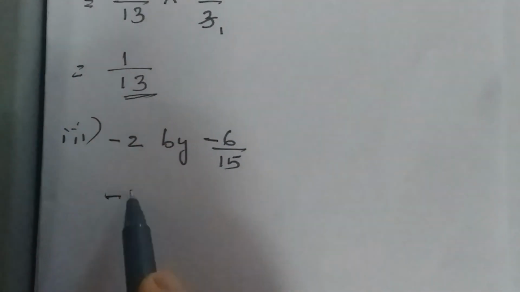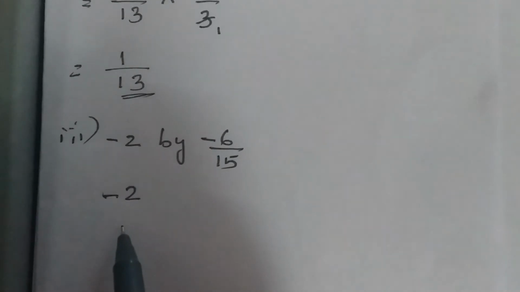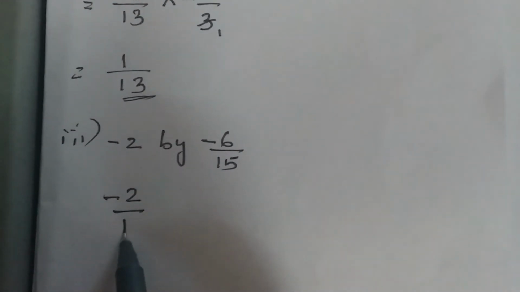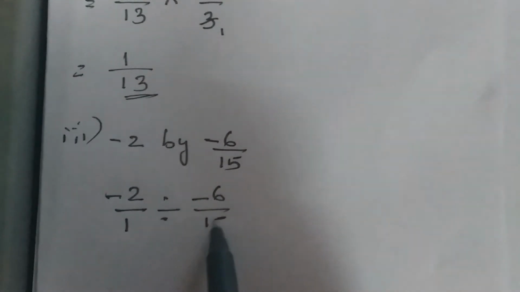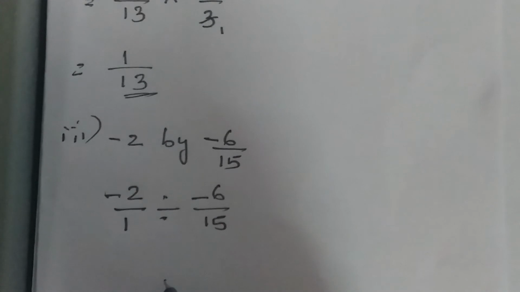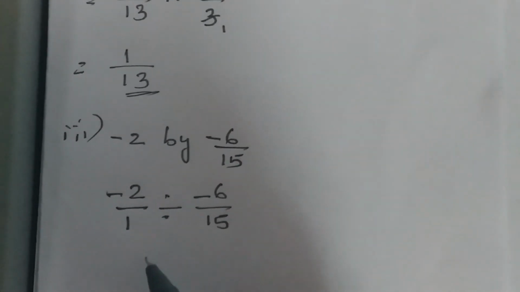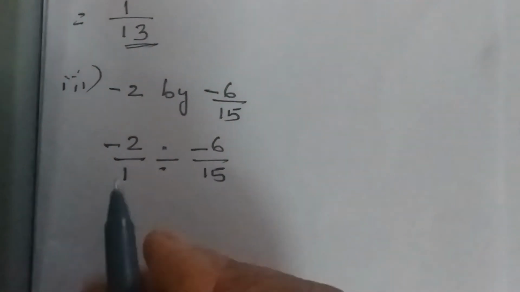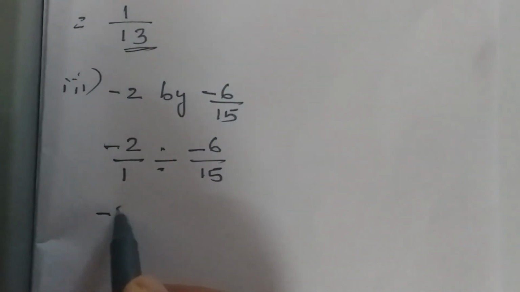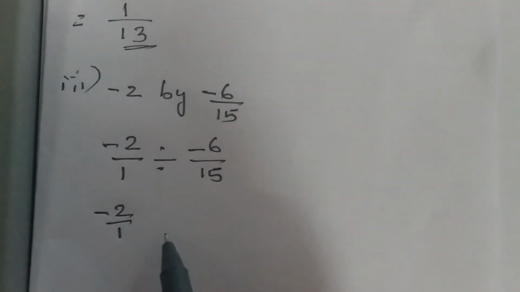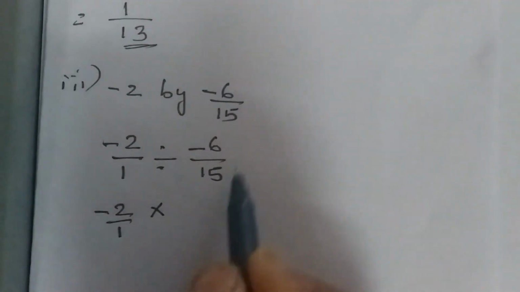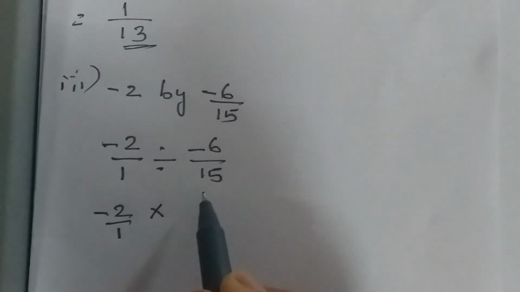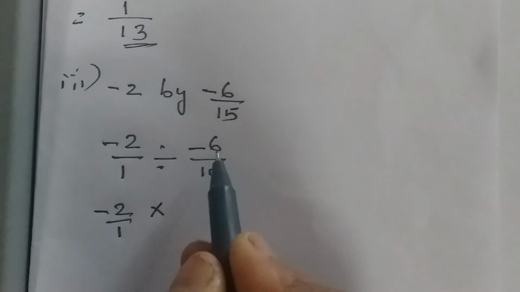Now minus 2, what is minus 2? It is an integer. How to change it as a rational number? Yes, by 1. So divided by minus 6 by 15. First step, we are just rewriting the question. Second step, we follow the steps now. What is the rule? Minus 2 by 1, first rational number as it is. After that, change division into multiplication and take the reciprocal of the second fraction. What is reciprocal? Changing numerator and denominator.